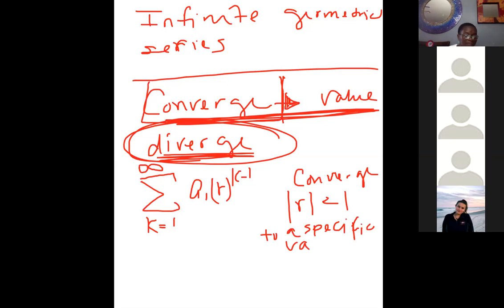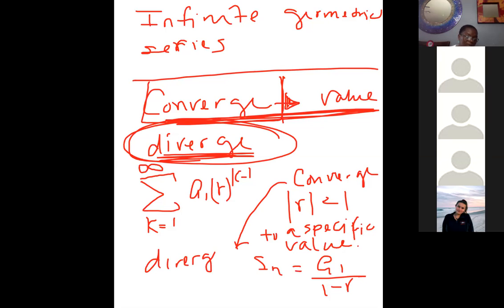And to find that specific value, the formula we use is S sub n is equal to A1 over 1 minus r. And as I said before, if an infinite geometric series doesn't converge, then it is said to diverge. So therefore, it would not have a value if the series is going to diverge. So the only time you have to find a value for the infinite geometric series is if it converges.